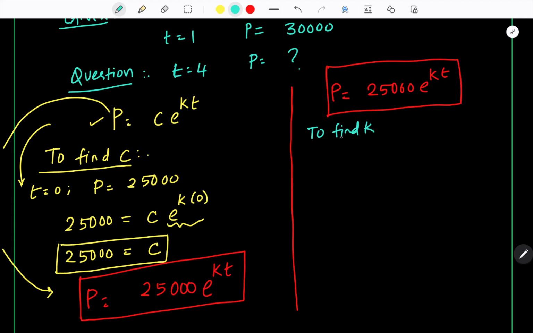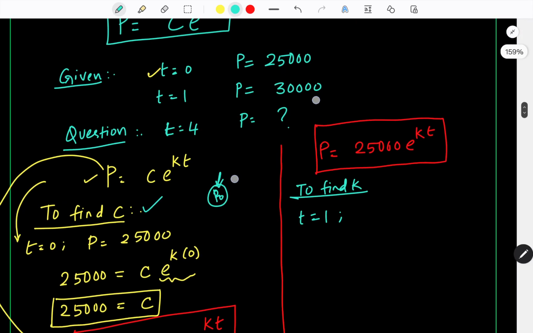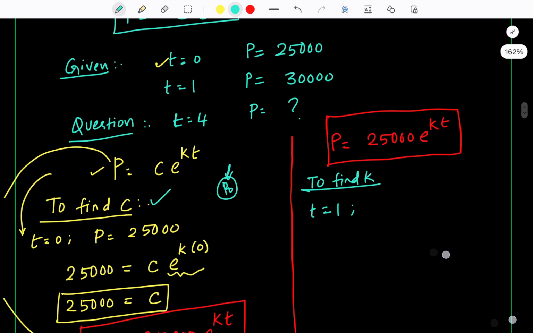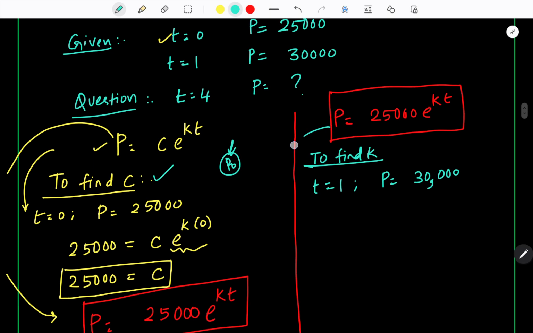So to find k, in the previous question we did not find c because they gave the initial population as P naught, remember? Right. So to find k, what is the condition given? T is equal to 1, the second condition. So P is equal to 30,000. So you go back to this equation: P, which is 30,000, equals 25,000 e power k, with t equal to 1.